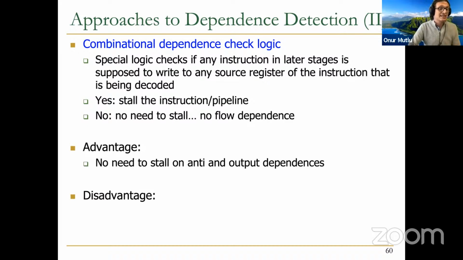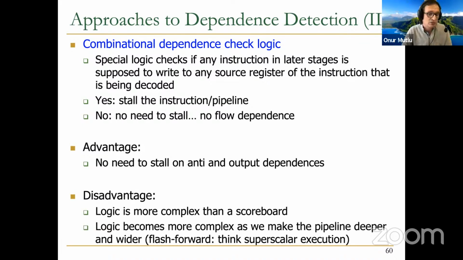The advantage of this is there's no need to stall on anti and output dependencies. So we stall only on flow dependence in this case, which is great, right? Because you don't need to check the anti and output dependence. You just check whether you really need the value of an instruction that's writing to the register that you're supposed to read from. Remember, we handle anti and output dependencies by writing to registers at the end of the pipeline, okay? So there's no real need to stall for them. But scoreboarding doesn't allow us to do that. But if you have this combinational dependence check logic, you're just checking for data flow dependencies.